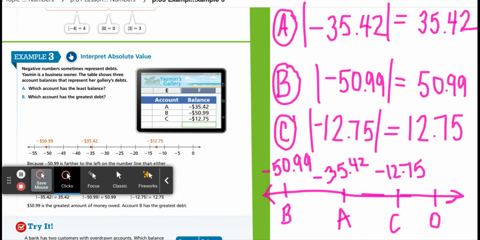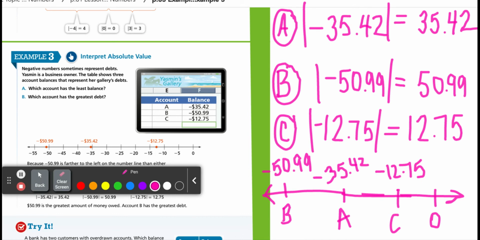Which accounts have the least balance? Well, the least balance is going to be the number furthest to the left. So the least balance is going to be this -50.99. That's account A.